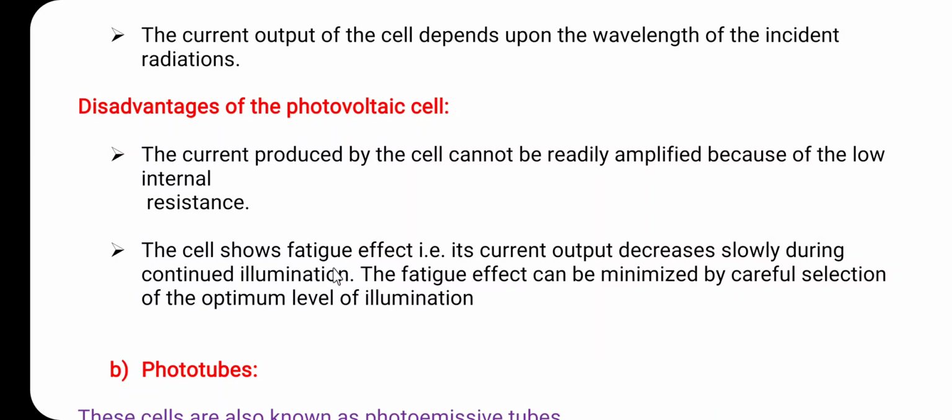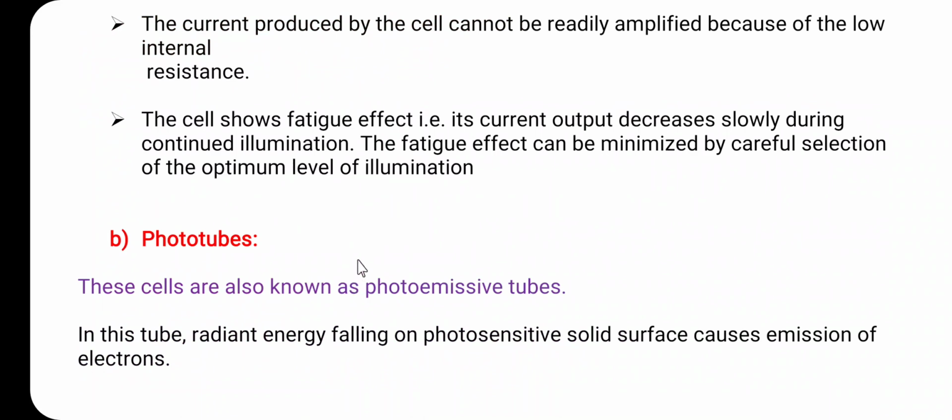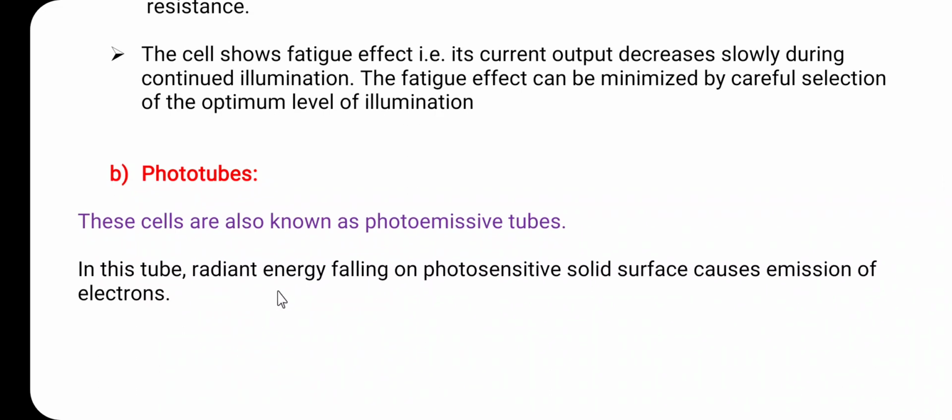So, this is the first detector. So, let us consider the second detector, and the second detector is the phototubes. So, here these cells are known as the photoemissive tubes. Inside the tube, radiant energy falling on the photosensitive solid surface causes the emission of the electron. So, that is important in case of the phototubes. So, here the radiant energy falling on the photosensitive solid surface causes the emission of the electron.